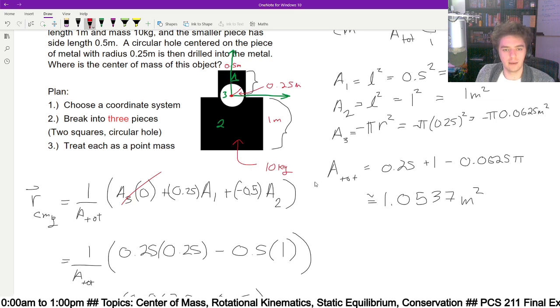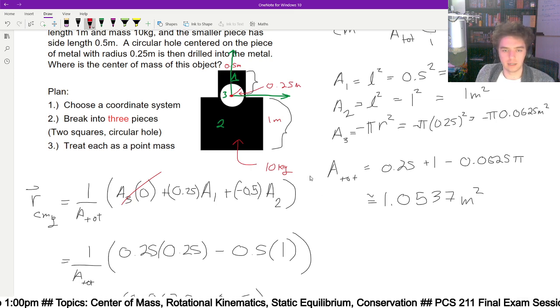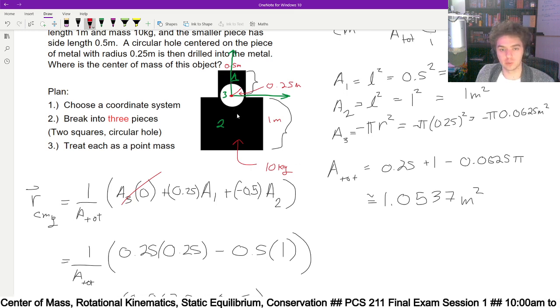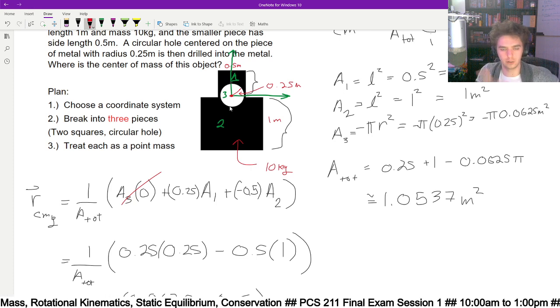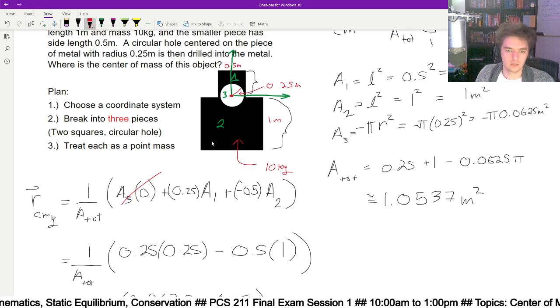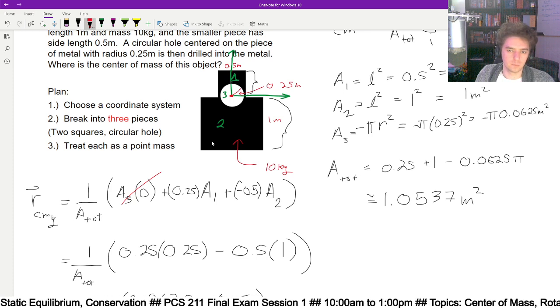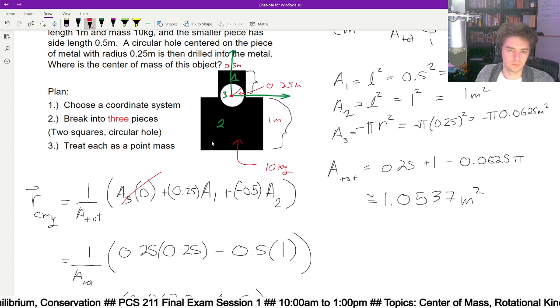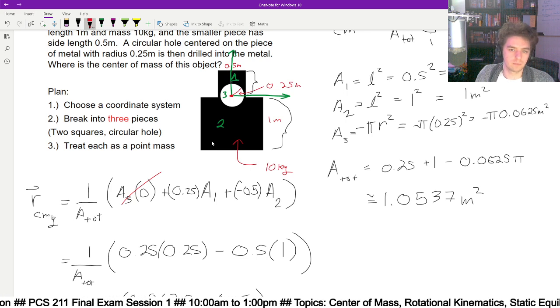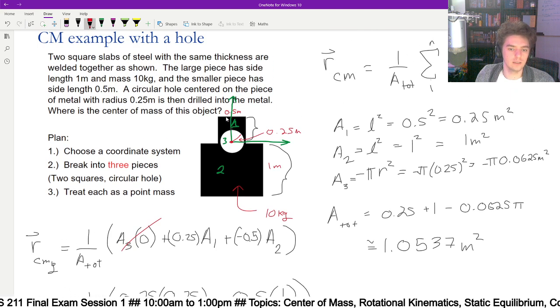So I can put it at the bottom? You can put it anywhere, and you'll get the same answer. The exact number for the Y position will change because you're moving your grid, but the actual physical location of it will not change. Yes. Okay. Why do you have 0.25 for A1? Oh, A1 is that small square.